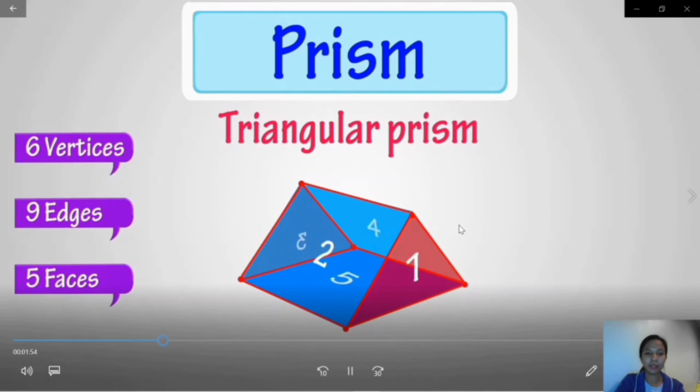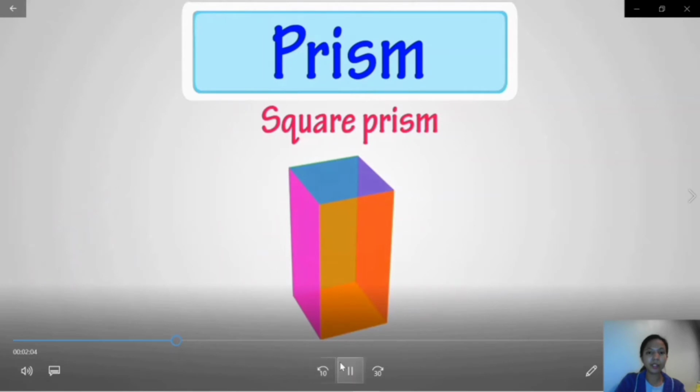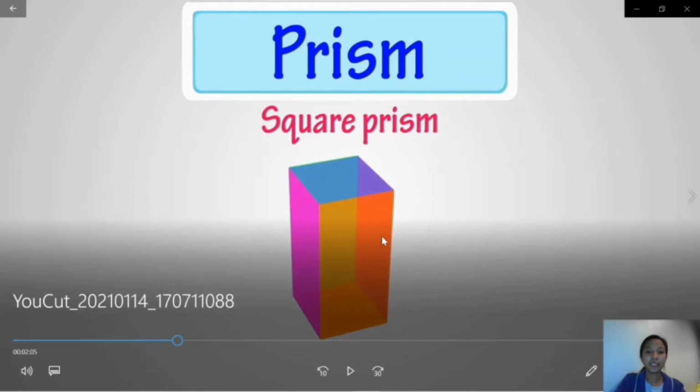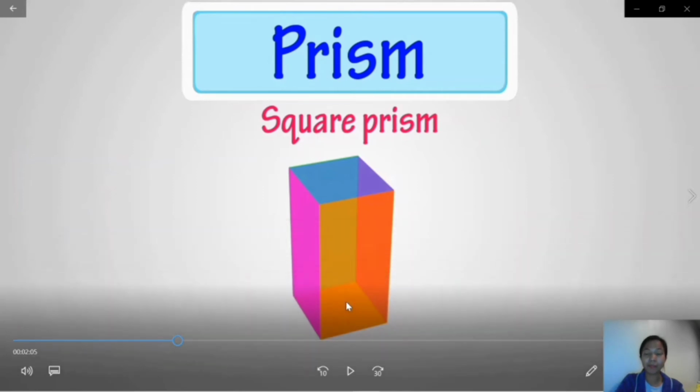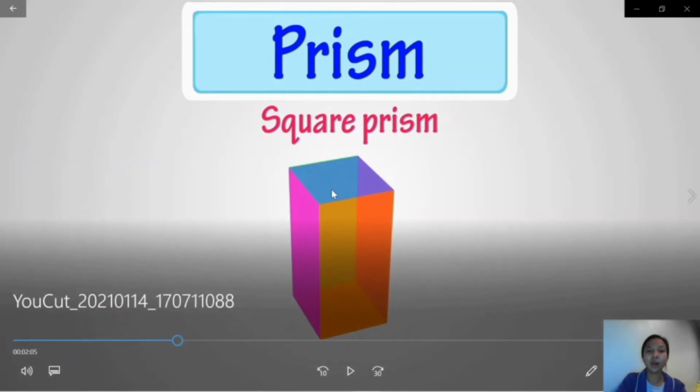Next, we have the square prism. Why is it called a square prism? Because the top and the bottom are the same shape as well as the same size. What is the shape of the top and the bottom part? It is a square shape. That's why it is called a square prism.